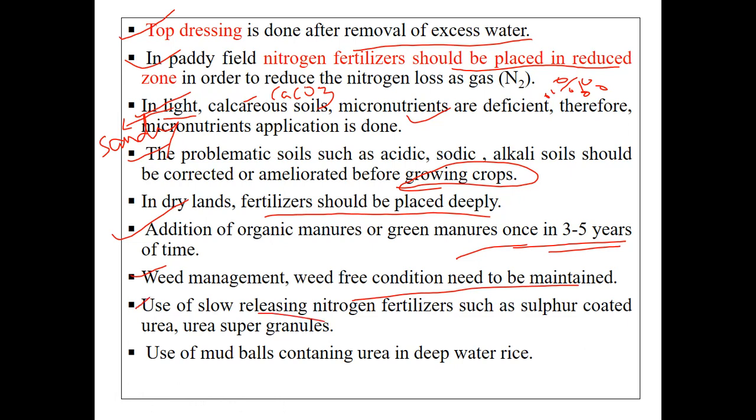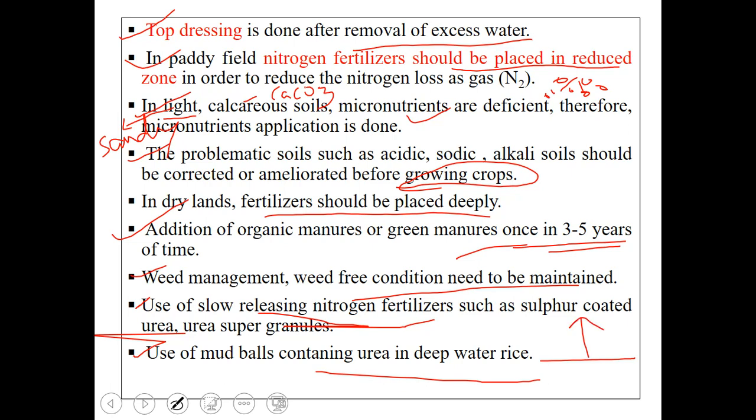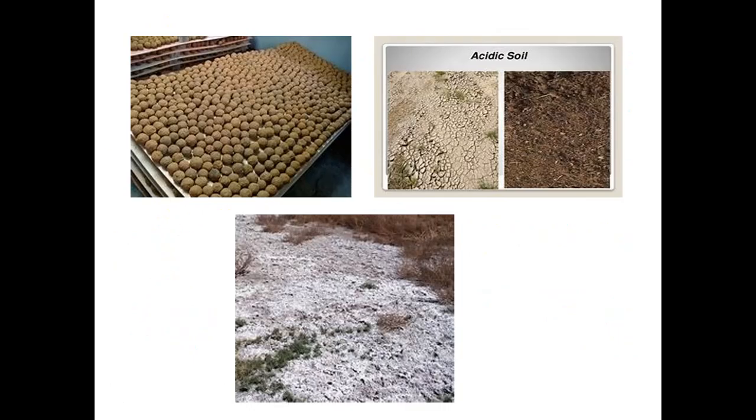And use of slow releasing nitrogenous fertilizers such as sulfur coated urea or urea super granules we can use wherever necessity is there. Or use of mud balls containing urea in deep water rice. Deep water rice means water will be standing about 1 meter above the surface of the soil. So there we can use mud balls, just like sulfur coated urea. You can see here, these are the mud balls. Inside these mud balls urea will be incorporated, and that will be made available slowly when the mud gets dissolved.